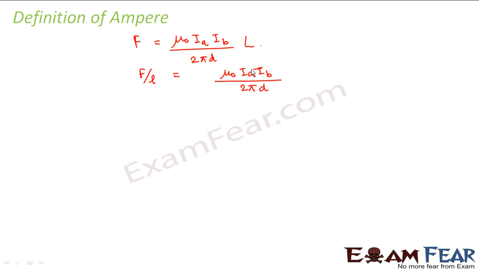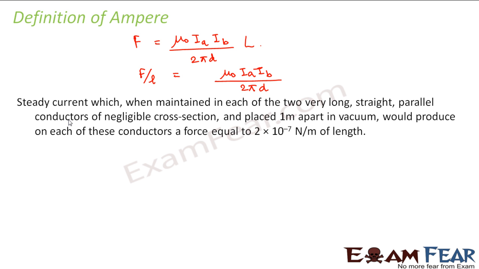So how he defined 1 ampere was, he said that 1 ampere is the steady current which when maintained in each of the two very long straight parallel conductors of negligible cross section and placed 1 meter apart in vacuum would produce on each of these conductors a force equal to 2 into 10 to the power minus 7 Newton per meter.